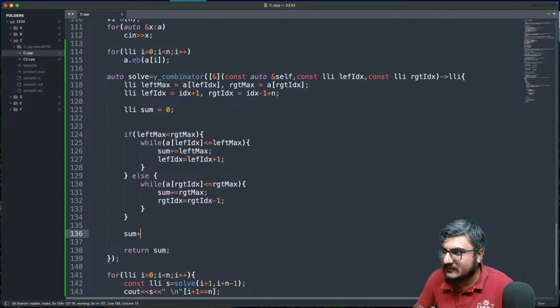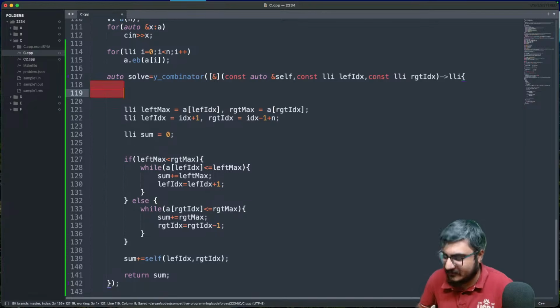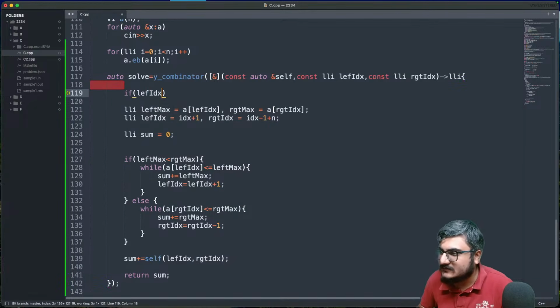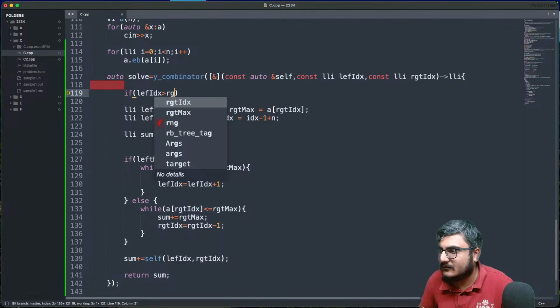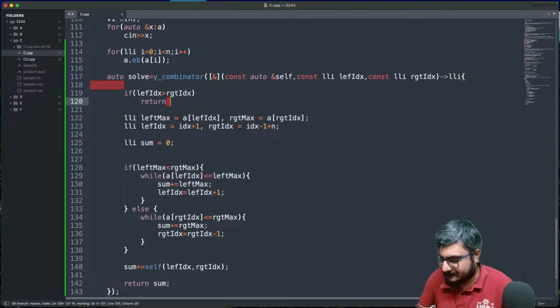And once we are done with this, we just run the same algorithm again. And if we had already covered the full segment, we just return 0.